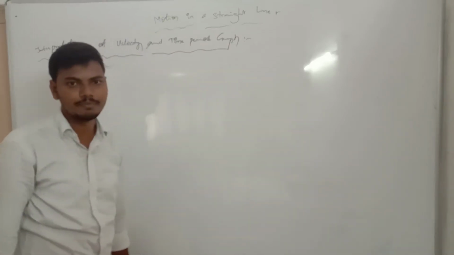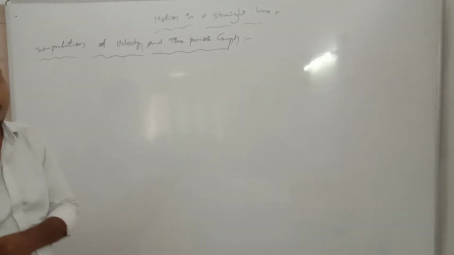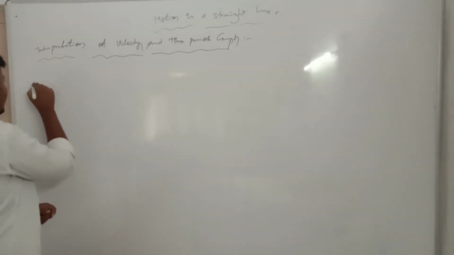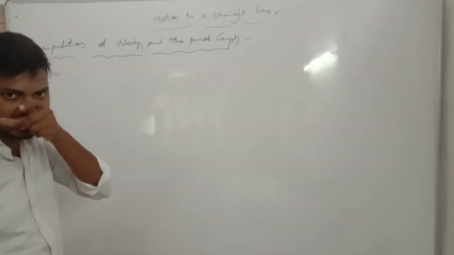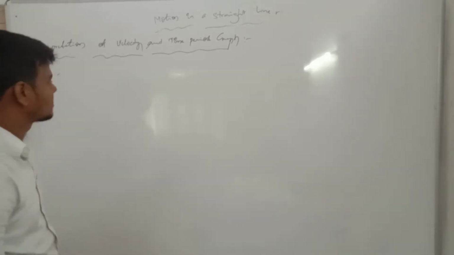Velocity and time period graph. There are mainly 4 cases. The first case we are applicable. Case 1. The first case is the motion.